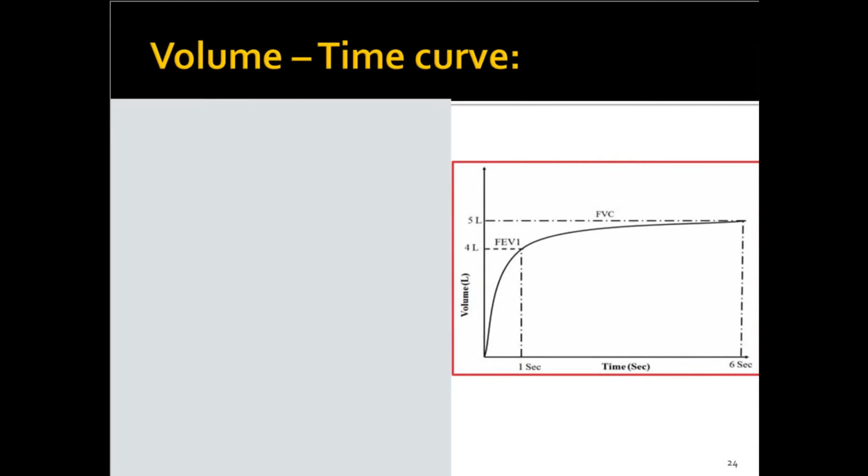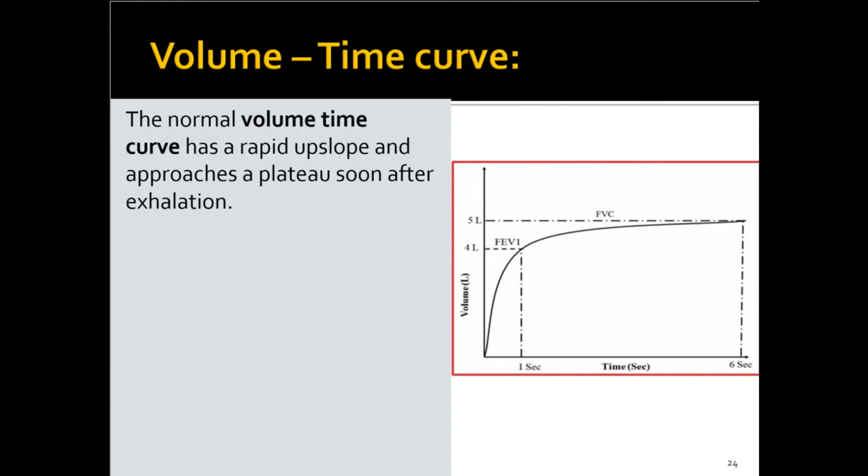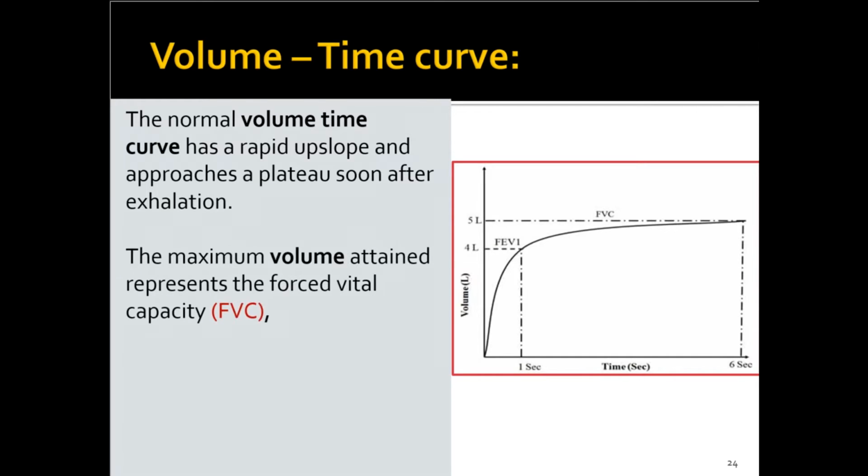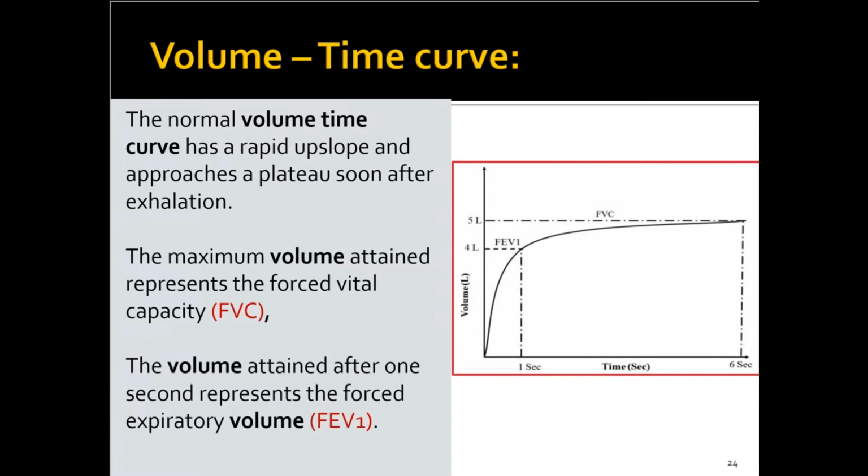Volume time curve: the normal volume time curve has a rapid upslope and approaches a plateau soon after exhalation. The maximum volume attained represents the forced vital capacity, FVC. The volume attained after 1 second represents the forced expiratory volume, FEV1.